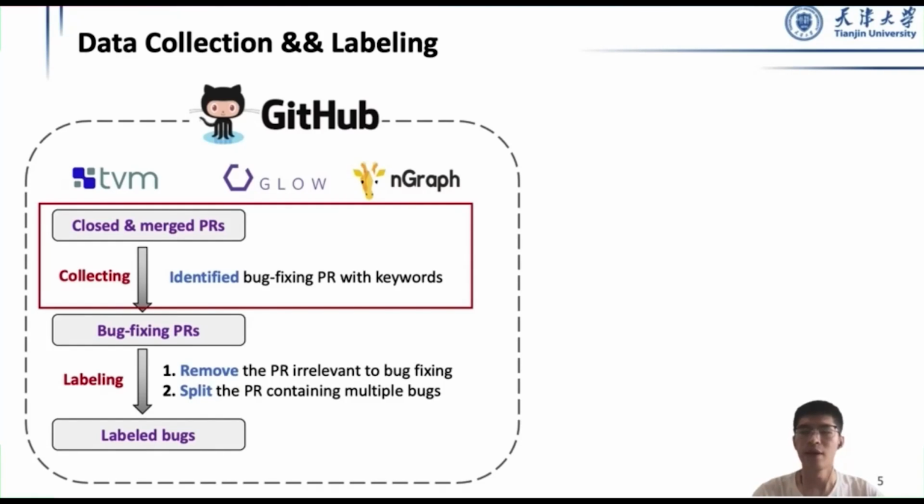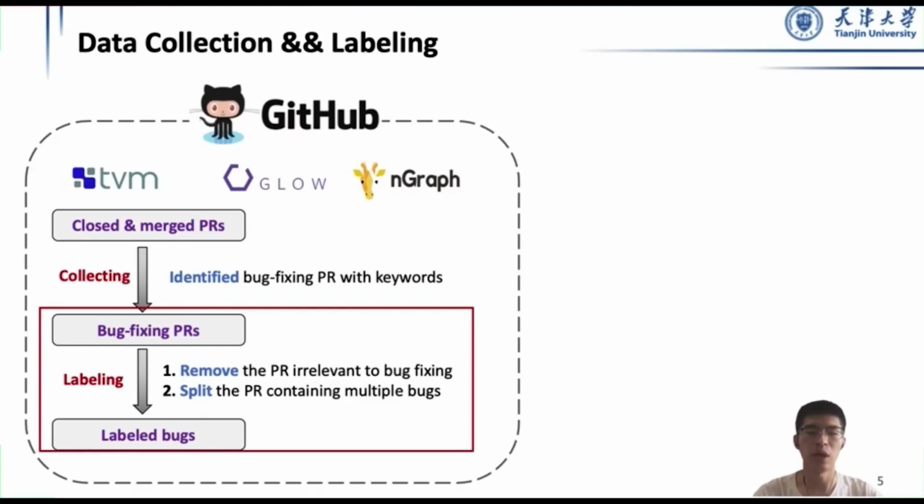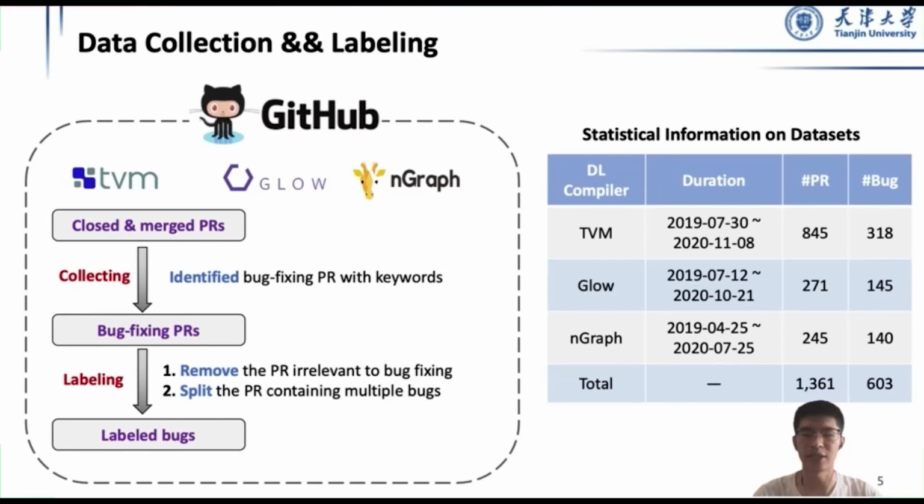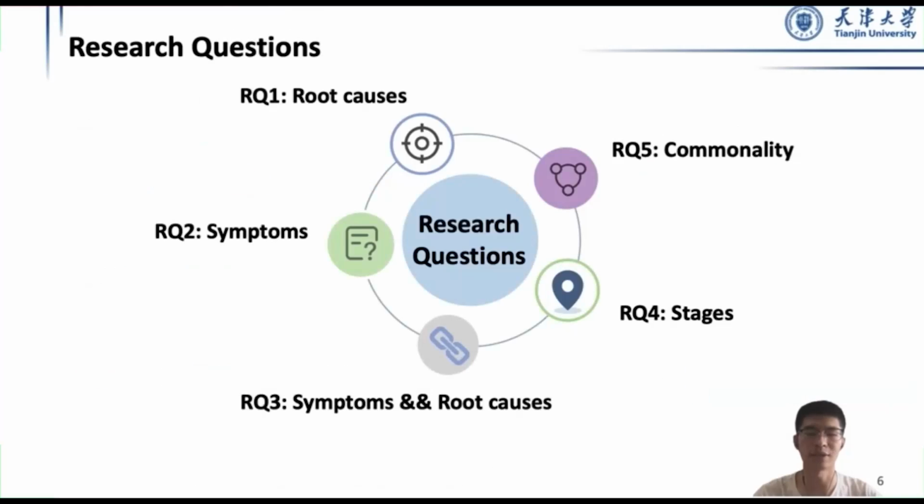error. For these bug-fixing pull requests, two of our authors independently labeled them, manually identifying the root causes of the bug, the symptoms that the bug exhibits, and the stage it occurs. After conducting two training sessions, the Cohen's kappa coefficient of inter-rater agreement between them was more than 95%. During the labeling process, we removed pull requests which are not related to bugs and split pull requests containing multiple bugs. In total, we collected more than 1,000 bug-fixing pull requests and identified 603 bugs.